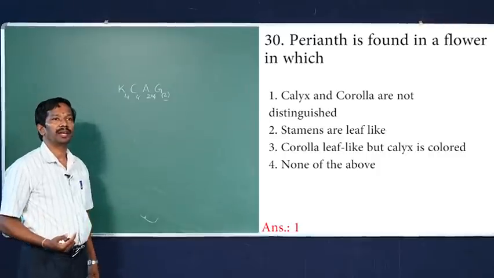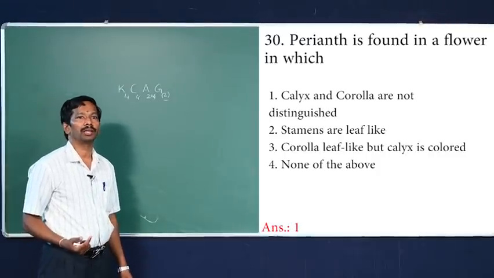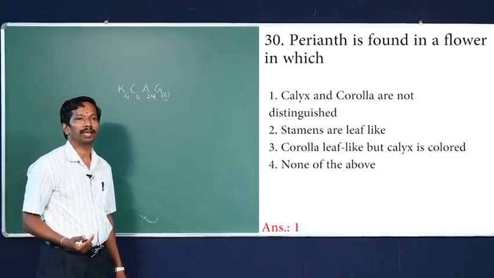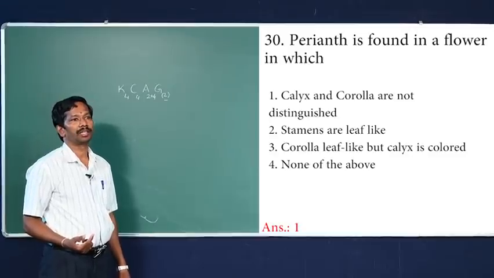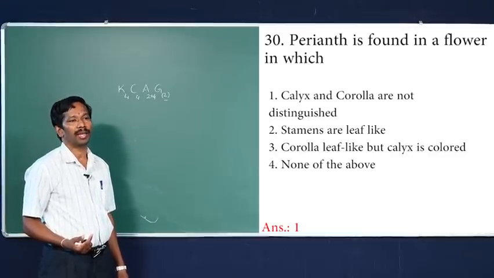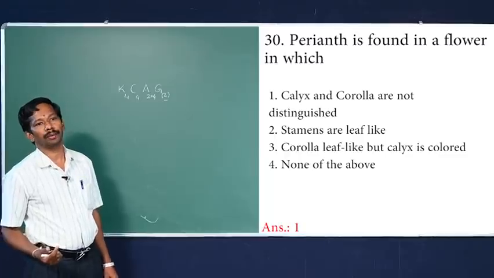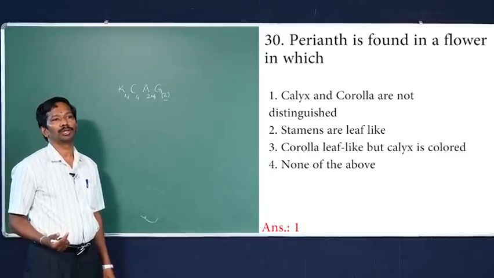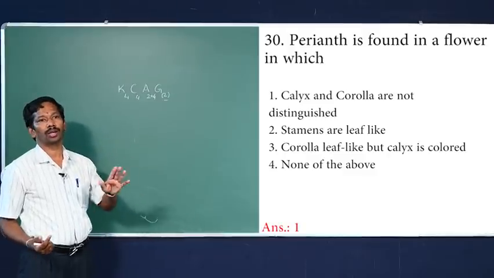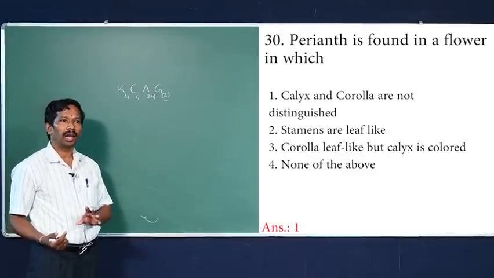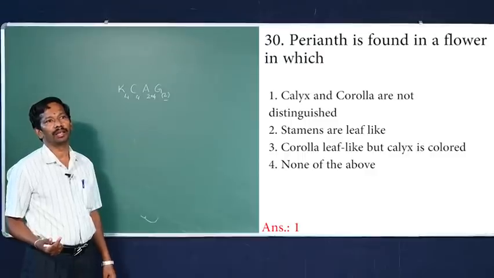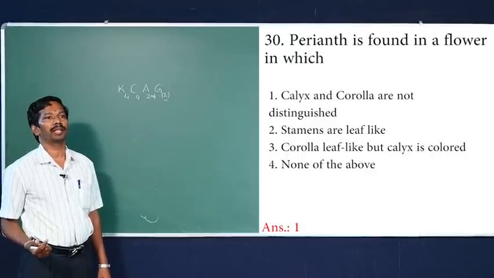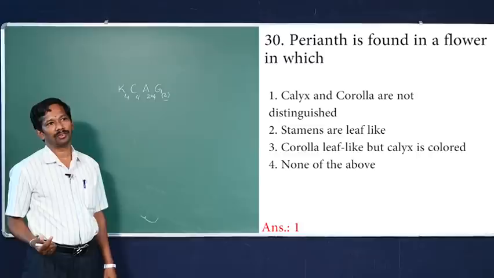30th question. Perianth is found in a flower in which? First option, calyx and corolla are not distinguished. Second option, stamens are leaf-like. Third option, corolla leaf-like but calyx is colored. And fourth option, none of the above. Answer should be option 1. When calyx and corolla are not differentiated from one another, the term is called perianth. An individual unit of perianth is called a tepal. Hence it is option 1.